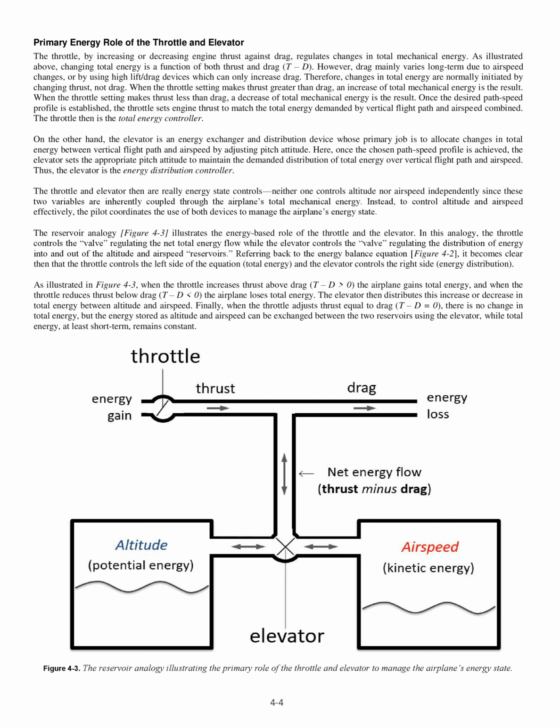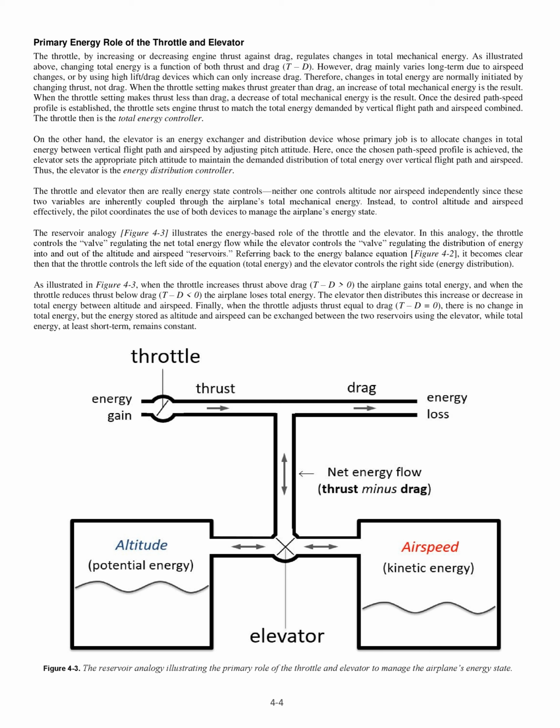Once the desired path speed profile is established, the throttle sets engine thrust to match the total energy demanded by vertical flight path and airspeed combined. The throttle then is the total energy controller. On the other hand, the elevator is an energy exchanger and distribution device whose primary job is to allocate changes in total energy between vertical flight path and airspeed by adjusting pitch attitude.